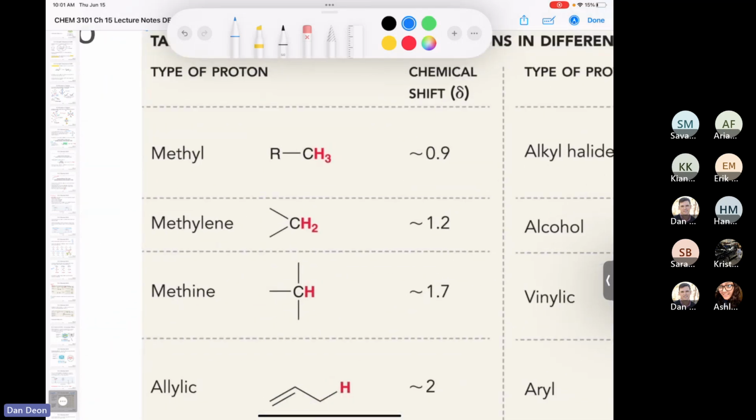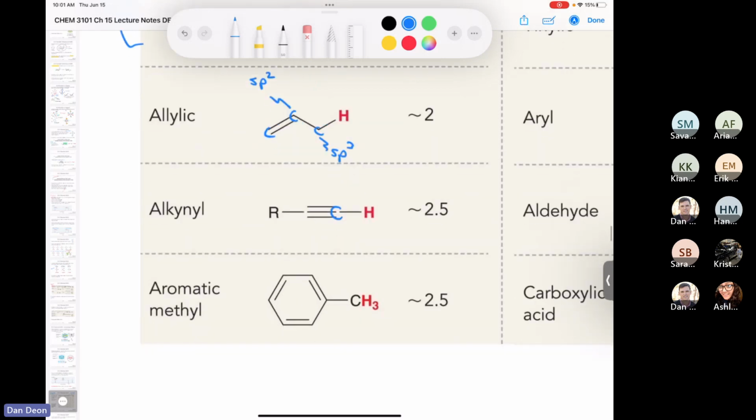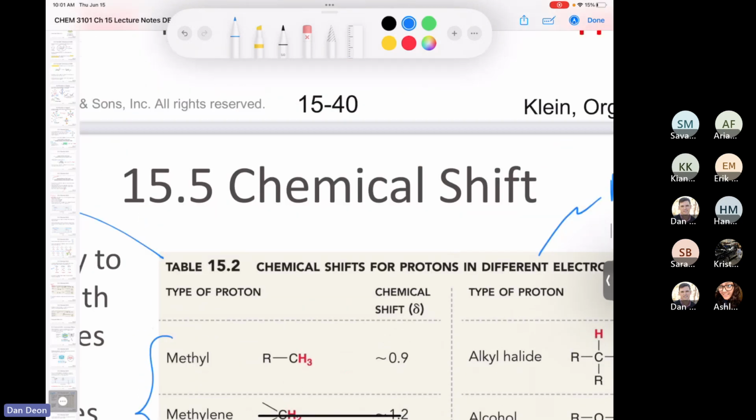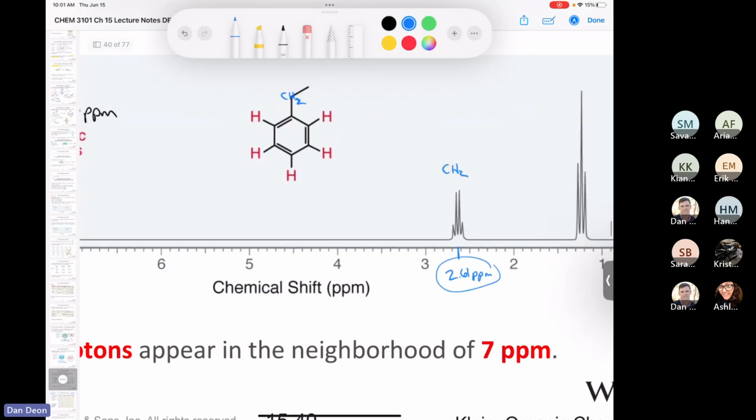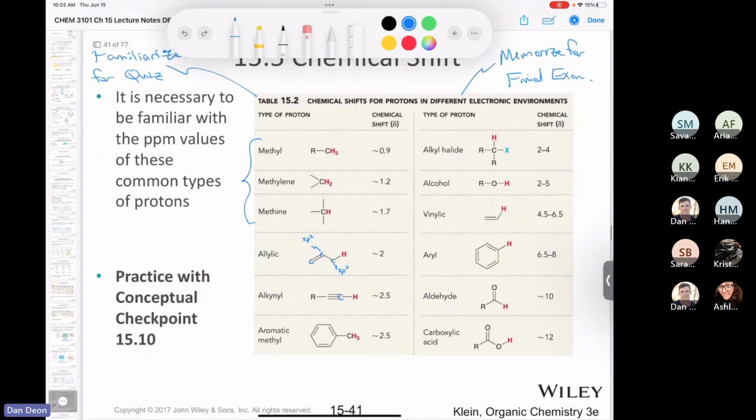We've already covered methyl, methylene, and methine. So those are all in the bag. Next is allylic proton. So if you have an sp2 hybridized carbon, you go one carbon away, and this one is sp3. The hydrogens that are attached to it have a chemical shift of around 2. An alkyne, terminal alkyne, so this hydrogen has a chemical shift of around 2.5. And you saw the aromatic protons on the previous slide were pretty close to 2.5, weren't they? They came out around 2.61, so very, very close. So aromatic methyl is around 2.5.